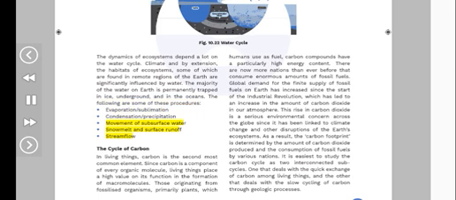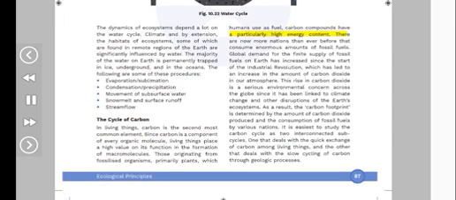The cycle of carbon. In living things, carbon is the second most common element. Since carbon is a component of every organic molecule, living things place a high value on its function in the formation of macromolecules. Carbon compounds originating from fossilized organisms, primarily plants, which humans use as fuel, have a particularly high energy content. There are now more nations than ever before that consume enormous amounts of fossil fuels.